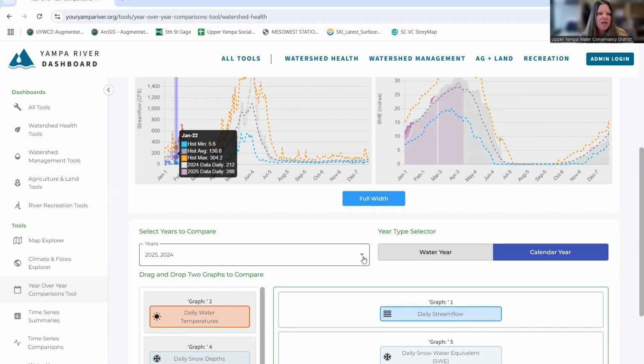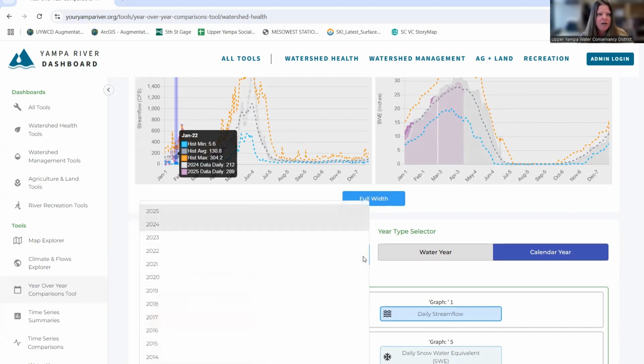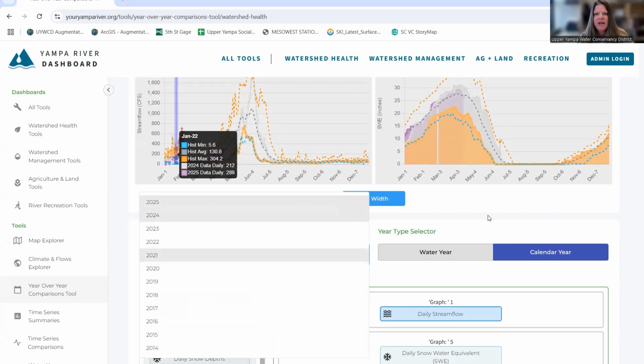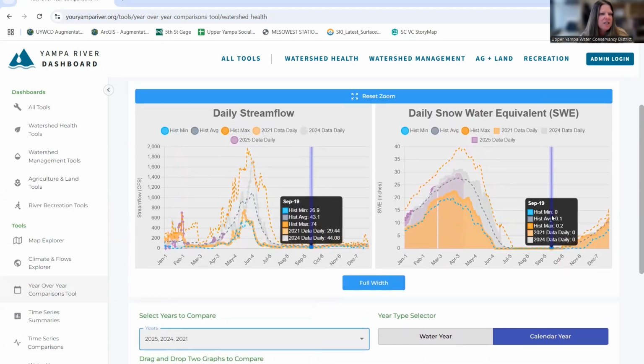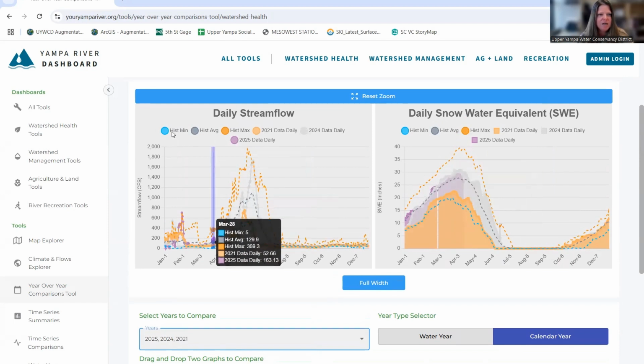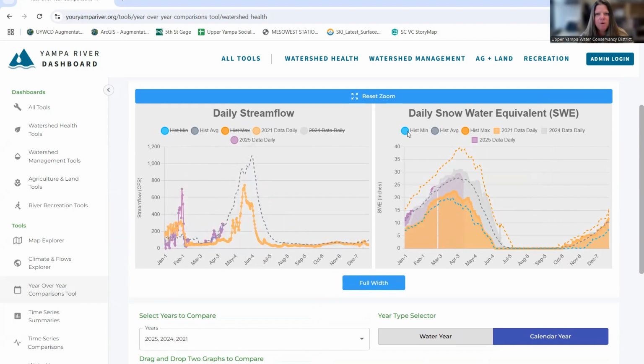If you go down to the Select Years drop-down, I will just click on 2021. That adds 2021 to the graphs above. And this looks a little busy. So what I would like to do is take off the historical min and max and 2024 data on both of these graphs so that we have a clearer picture of how 2025 is comparing with 2021.